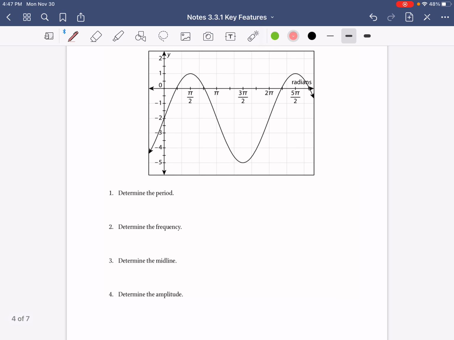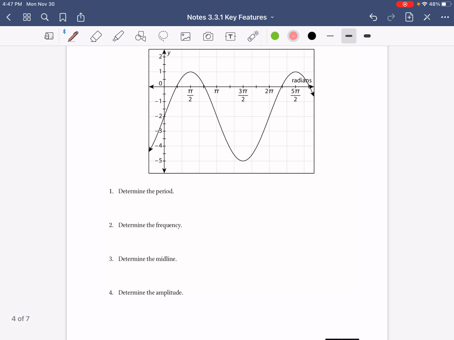It says period, frequency, midline, amplitude, but I don't suggest going in that order. My suggestion would be to find the midline first, then the amplitude, then the period, and then the frequency. That would be my order when I'm finding them. So to find the midline, you just look: the top is at 1, the bottom's at -5, and you just find what's halfway in between those two.